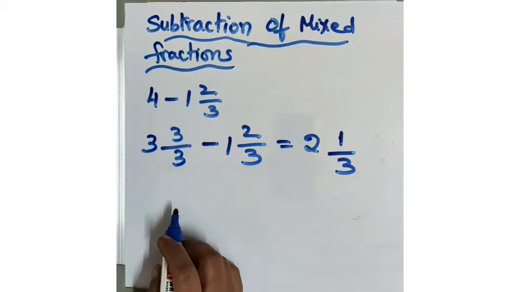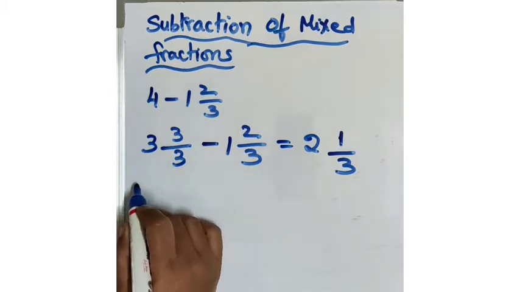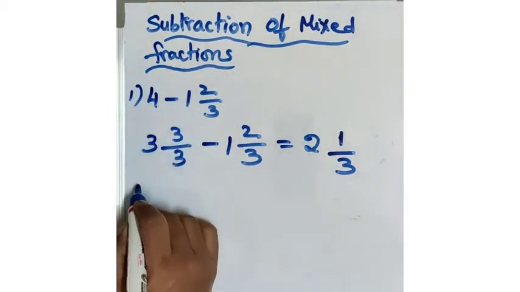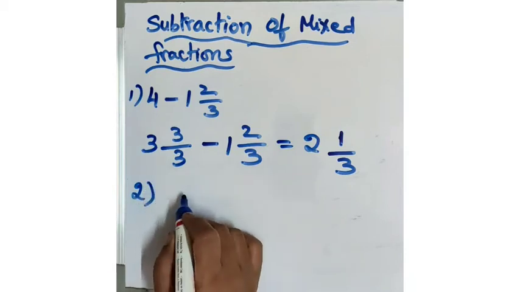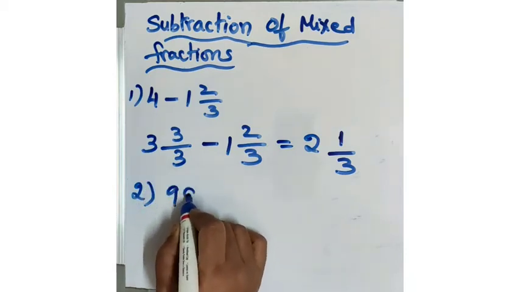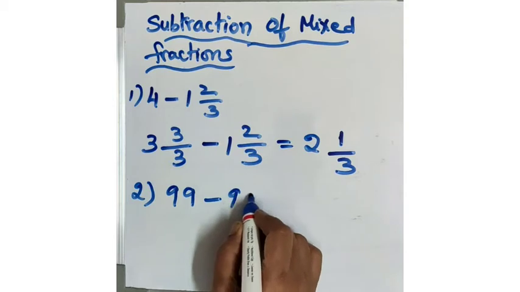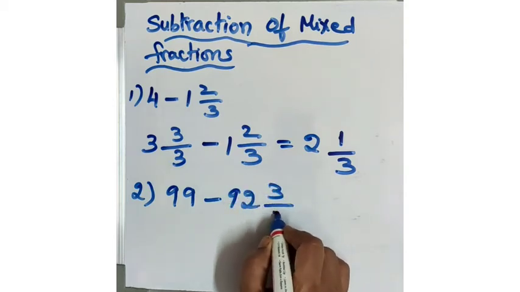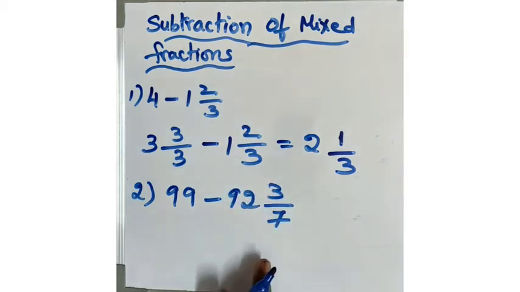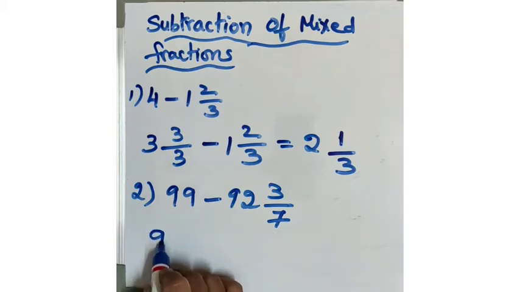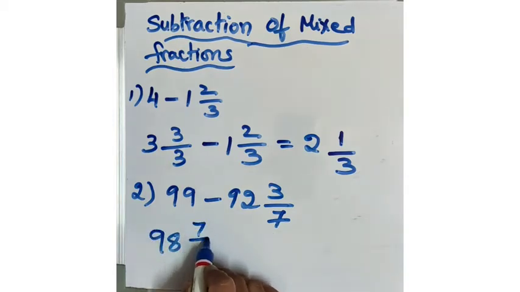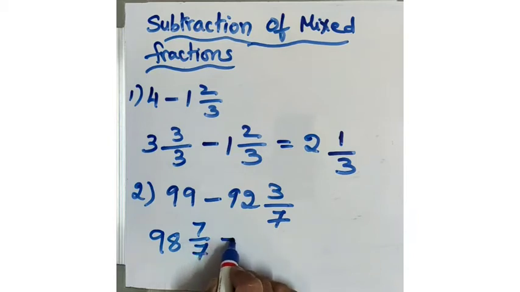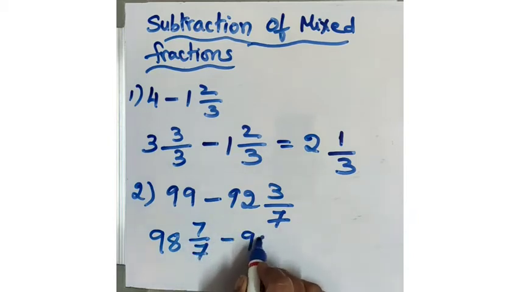This is first one. Now second. 99 minus 92 3 by 7. The first basic step we have to follow here is make the denominators same. So here 98 7 by 7 minus 92 3 by 7.